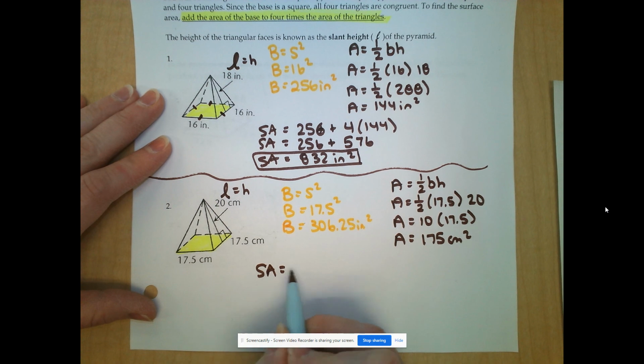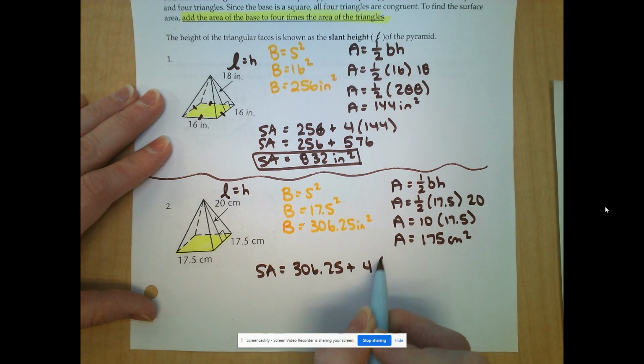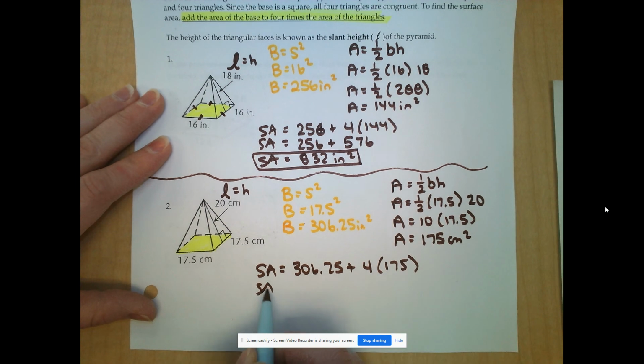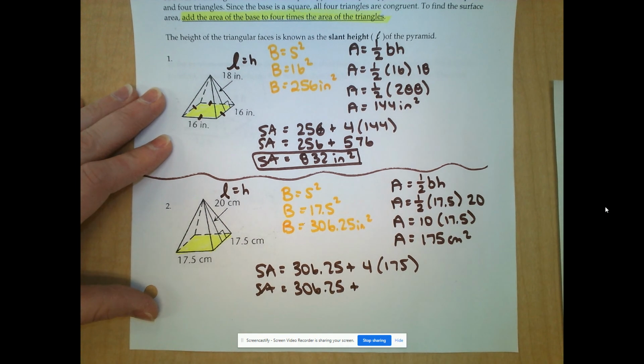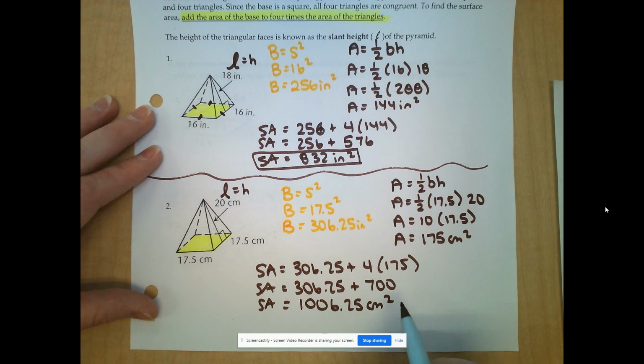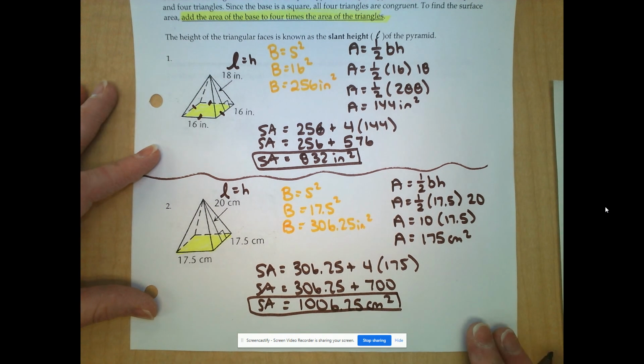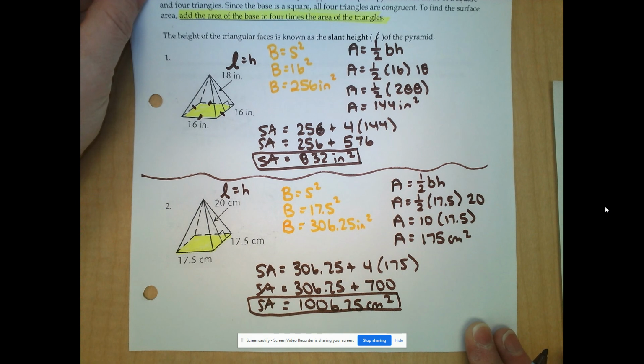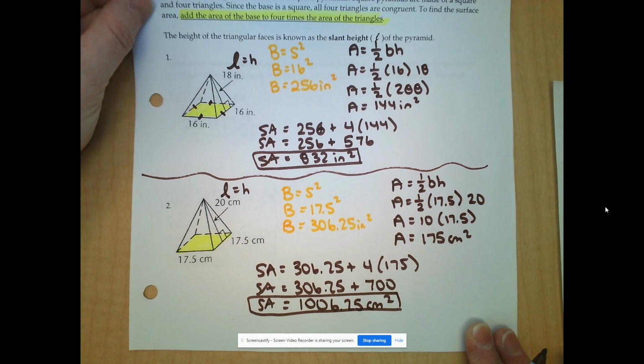Because it is surface area of a pyramid, I have one base plus 4 of the triangles. One base, and when I do 4 of the triangles, I get 700. And when I add that all together, 1,006.25 centimeters squared. Not terrible. Again, base, it's a square, so side squared, area of a triangle, and I need 4 of the triangles.